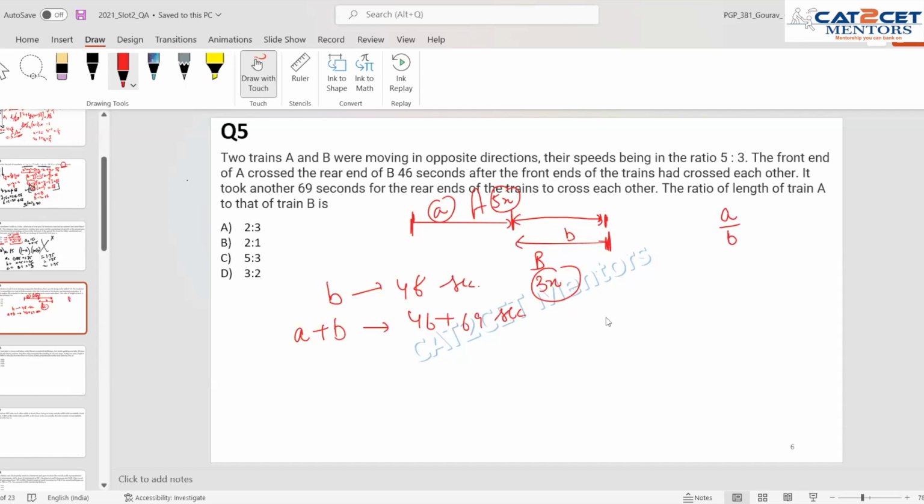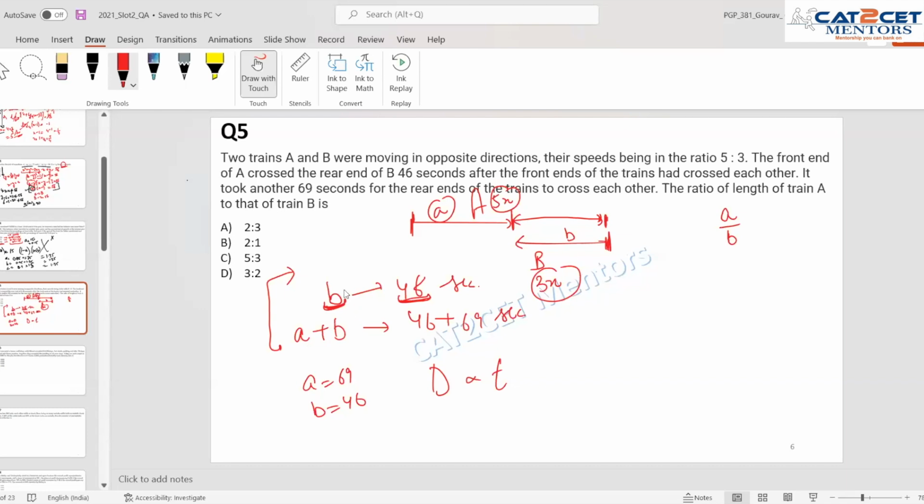Then how can we do this question? We could solve it fully here, but if we look carefully, can we say A equals 69 and B equals 46, because we know distance is directly proportional to time. So this is the length, this is the distance, and this is the time. Speed is constant in both the cases.